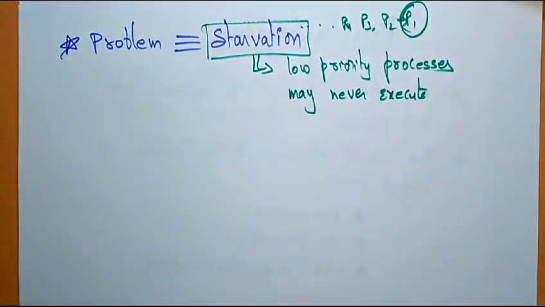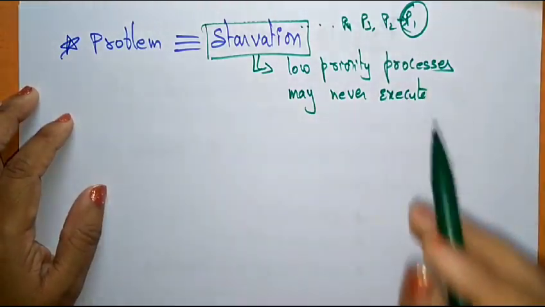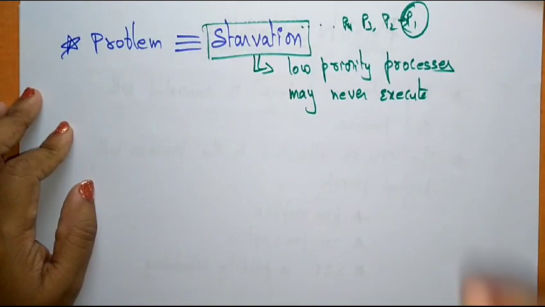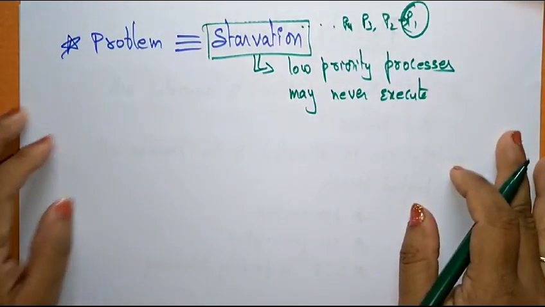We are waiting eagerly, we are waiting hungrily. Okay, that is starvation. P1 has to wait until the CPU gives permission to execute, gives a chance to enter into the CPU. That you call starvation. That problem may arise in priority scheduling. Starvation means there is a chance that a low priority process may never execute.